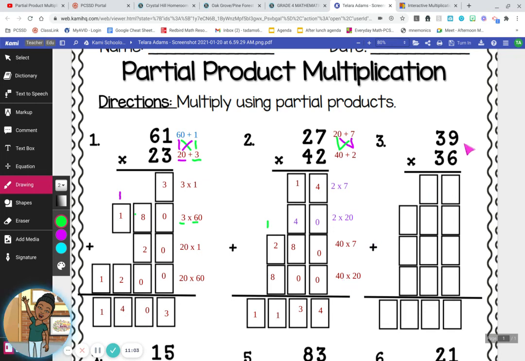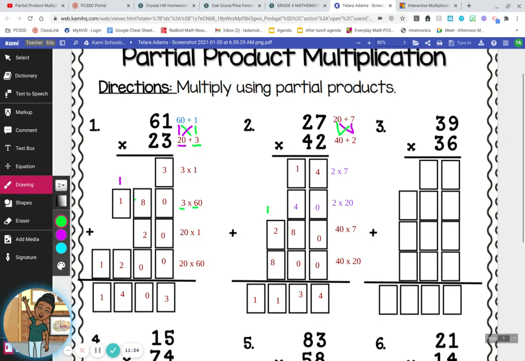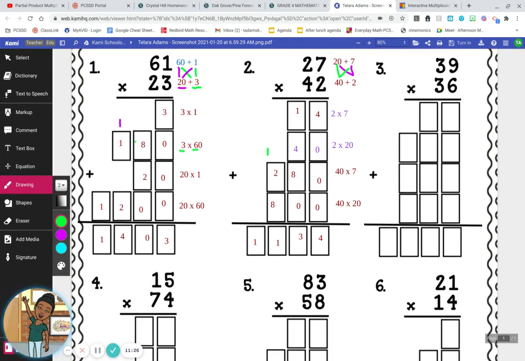For number 3, 4, 5, and 6, I want you to finish those on your own. I'll make a video that goes over them tomorrow without the answers. I'll just show you the steps, guys, because I want to see your thinking. I want to see you solve these. You should have plenty of time today. So let's use the rest of our math class to really work hard to solve these equations. We are only using partial products today.